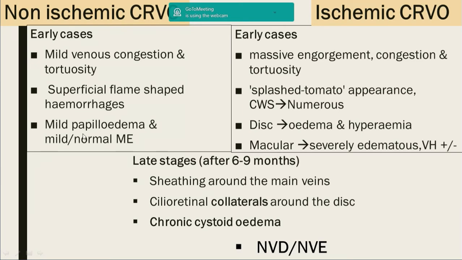Neovascularization is commonly not seen in a non-ischemic type. Why neovascularization develops is that when there is underlying ischemia, there is production of VEGF. So when there is ischemia, there is production of VEGF and there is neovascularization.